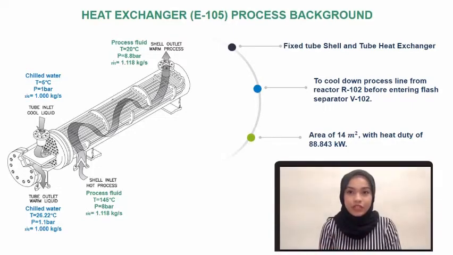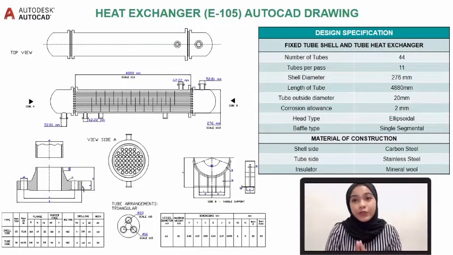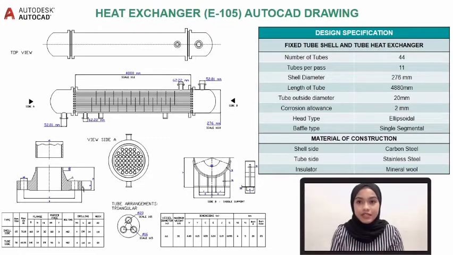The area of the heat exchanger design is 14 meters square, and the heat duty required for this heat exchanger is 88 kilowatt. The AutoCAD drawing for heat exchanger E105 is as shown on the slide. After conducting chemical and mechanical design calculations, it is found that the number of tubes required is 44 tubes. The shell diameter for this particular heat exchanger is 276 mm. The tube outside diameter is 2 mm, and the length of tube is 4,880 mm.